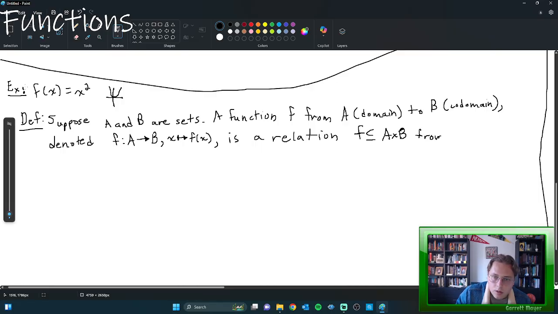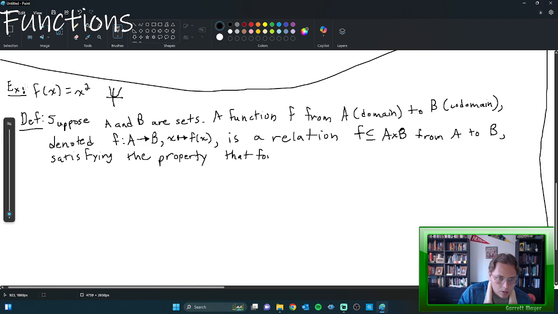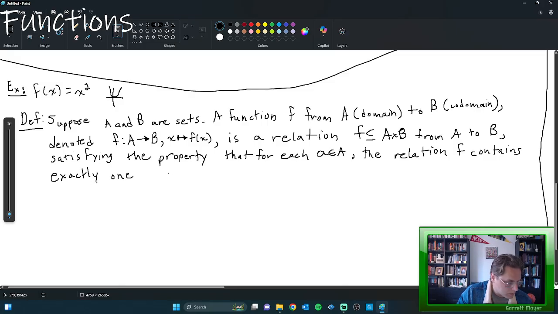From A to B, satisfying the property, and this is important for the uniqueness point, that for each a in A, the relation F contains exactly one ordered pair of the form (a, b).